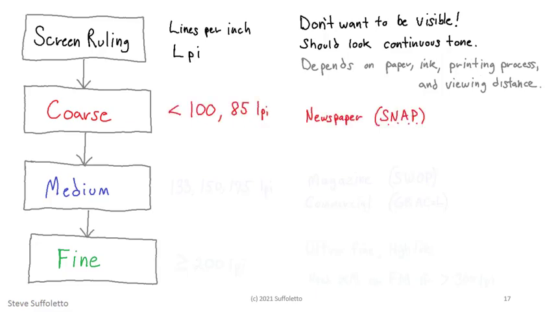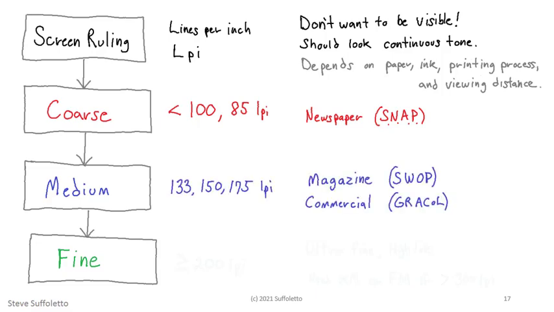We can categorize the screen rulings into coarse, medium, and fine. Coarse screen rulings are 100 or less, 85 lines per inch. So newspapers typically are 85, 100, and 110 LPI. They follow the SNAP recommendations, SNAP specifications for newspaper advertising production. Then medium screen rulings would be magazines using SWOP, specifications for web offset publication, or again, GRACOL for commercial printing. LPIs here are 133, 150, and 175.